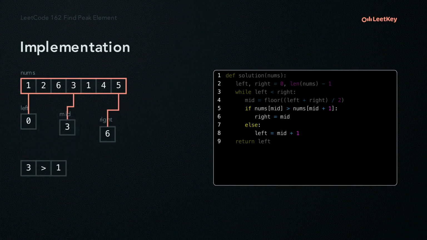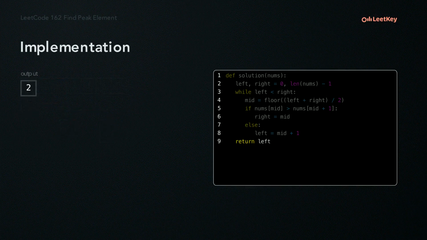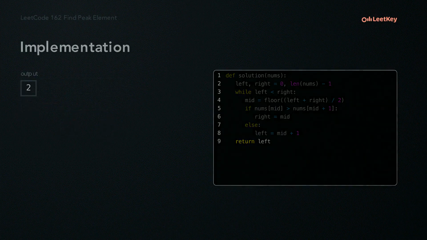We compare the midpoint against the value to the right. If the next value is lower, then the peak must be to the left side. Otherwise, the peak must be to the right. Eventually, the window closes on a local maximum, whose index we return for the solution.